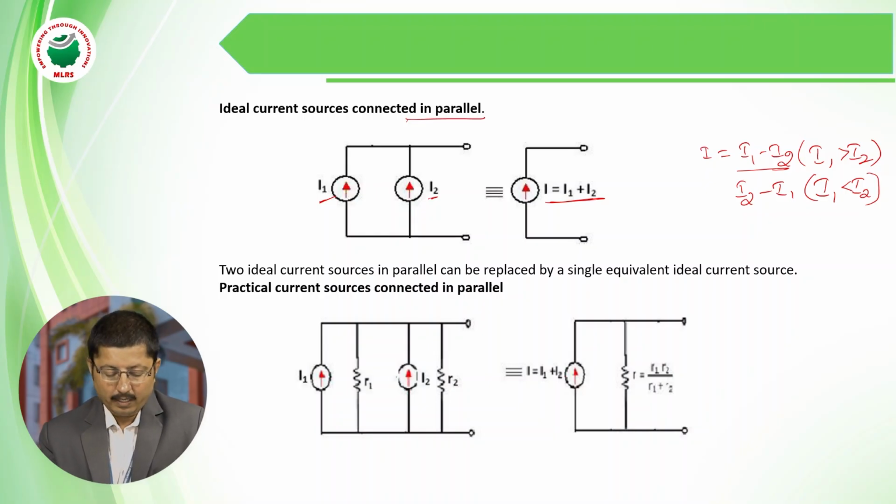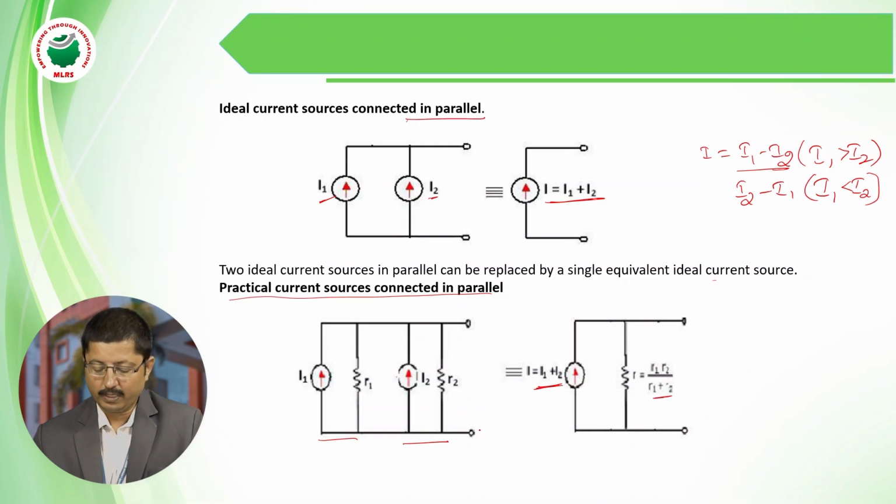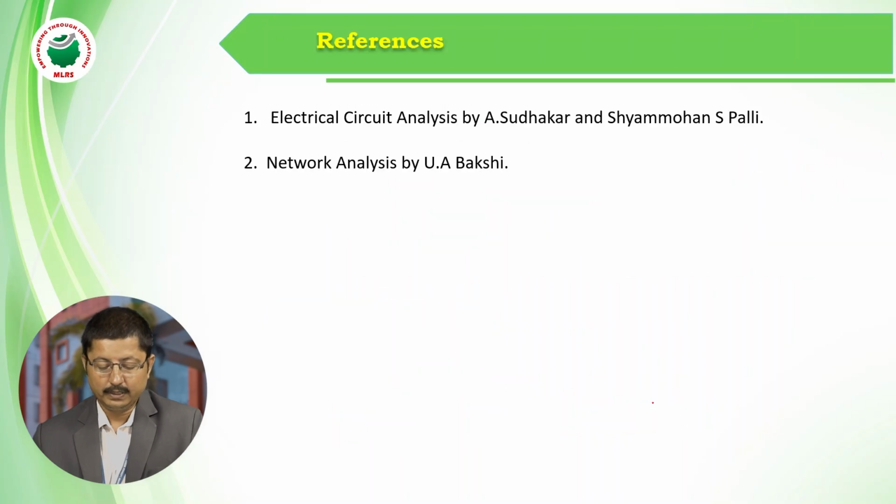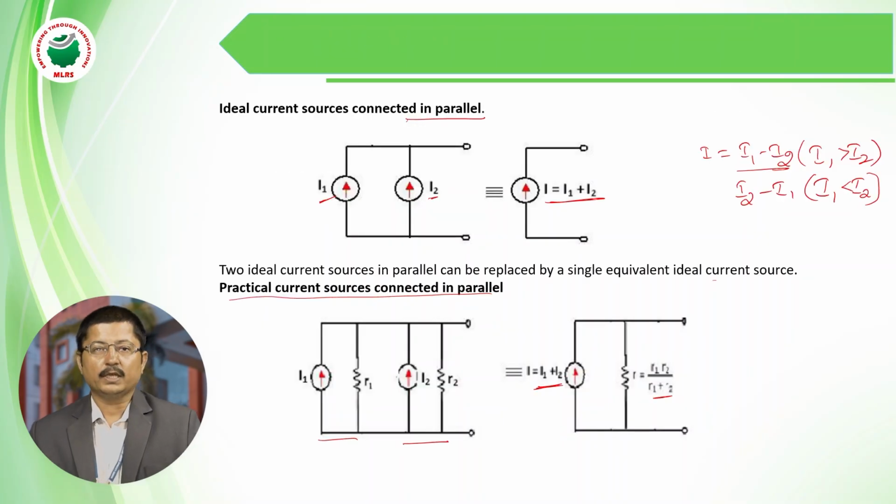Similarly, these are two ideal current sources connected in parallel, and the single equivalent current source is given here. For practical current sources connected in parallel, this is the equivalent value: I equals I1 plus I2 and R equals R1 R2 divided by R1 plus R2. So this is about the energy sources and source transformation techniques.